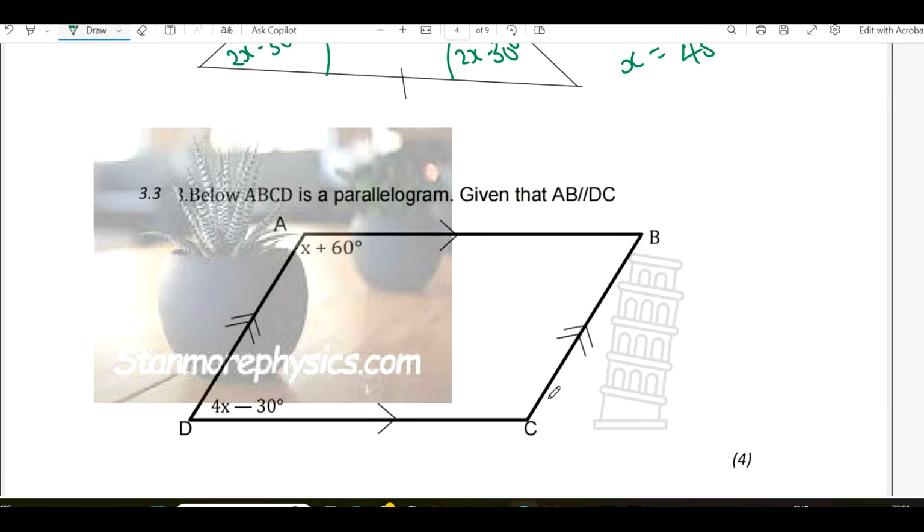So let's proceed to 3.3. Guys, we have parallel lines there. You can see you have parallel lines here. This AD is parallel to BC, and then AB is parallel to DC, because it is a parallelogram.